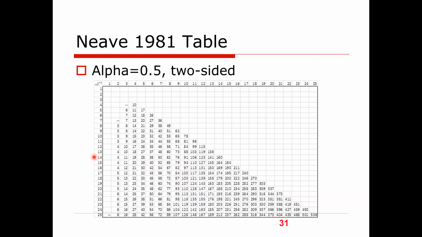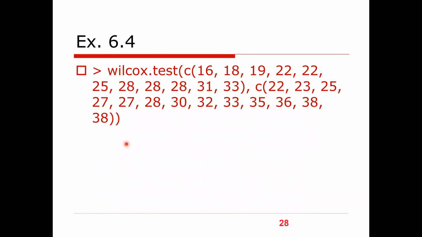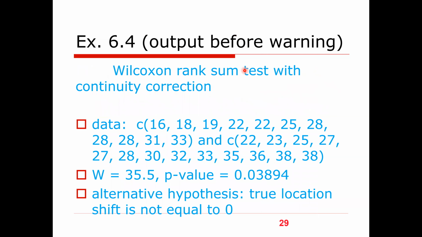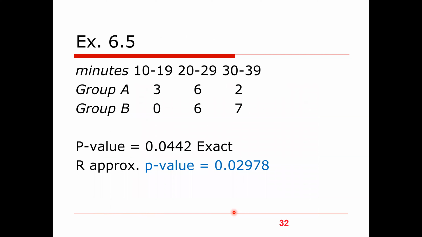So for our problem, the sample sizes are 11 and 13, right? So 11 and 13 here gives 103, and our UN is 135.5. It exceeds 103, so we have to reject the null. That's how we use the table.